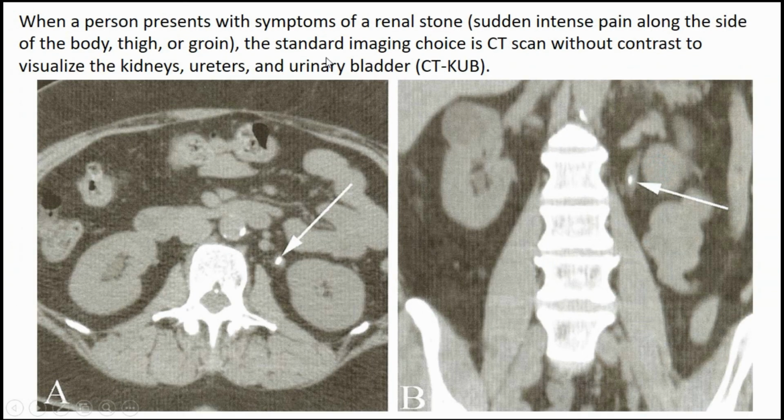So when somebody has symptoms of a renal stone, intense pain, the standard choice to start with is called a KUB. I think we've mentioned this before, but it's basically a CT scan without contrast. And it's without contrast because that stone shows up bright white no matter what. But if I have contrast material in the area, it's going to wash that out and possibly obscure the presence of that stone.